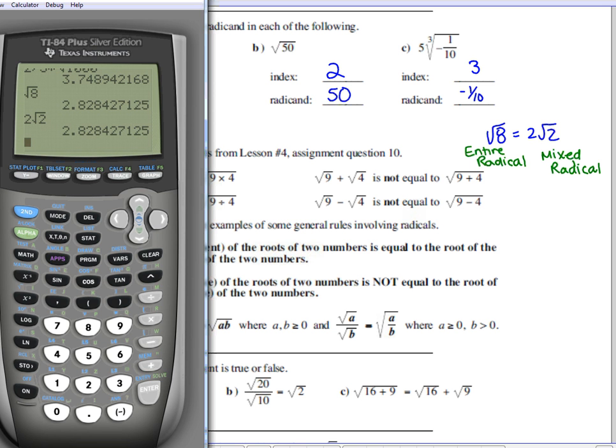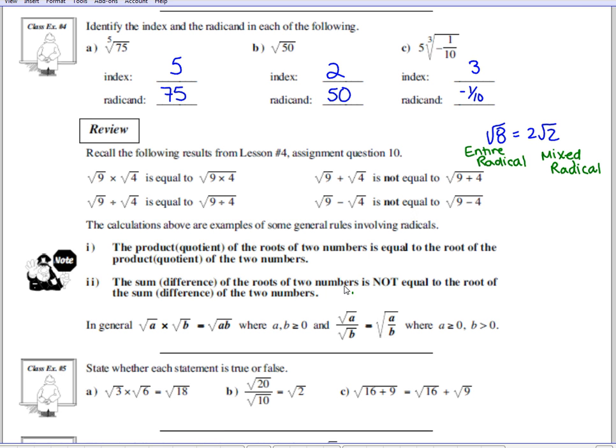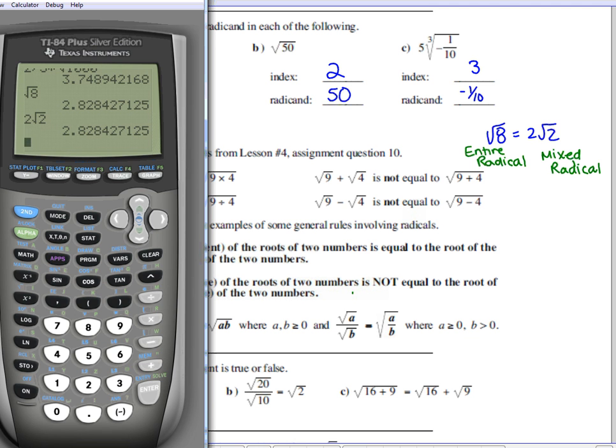So when we say simplify a radical, we're going to turn them into mixed radicals. That's what we're going to learn how to do. So one of the biggest properties we have to use, let's discover it. Root 9 times root 4. Type that into your calculator. Root 9 times root 4 is 6, which makes sense. Root 9 is 3, root 4 is 2, 3 times 2 is 6.